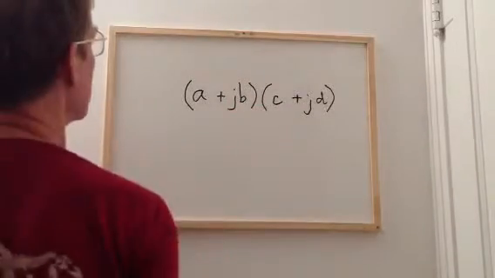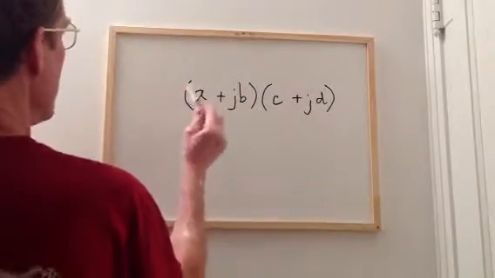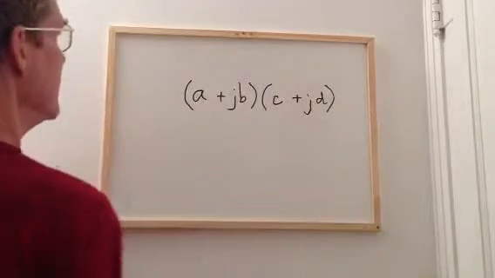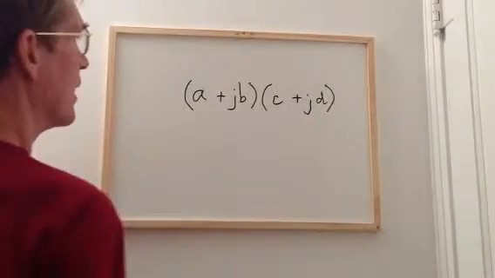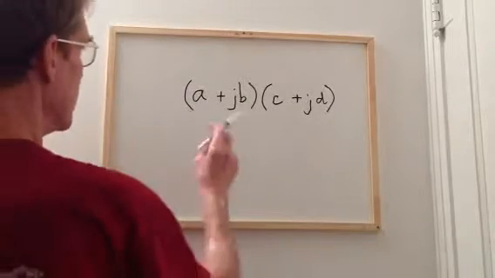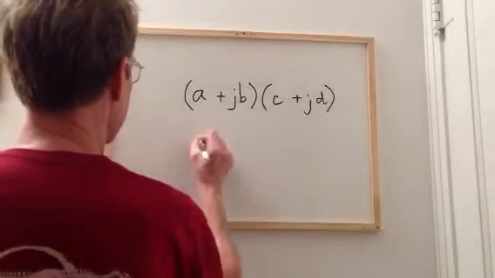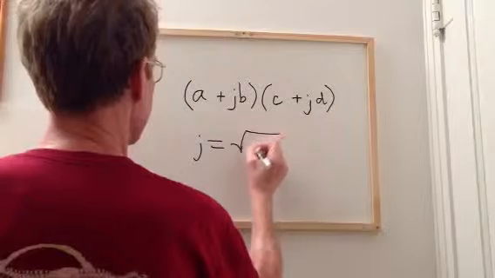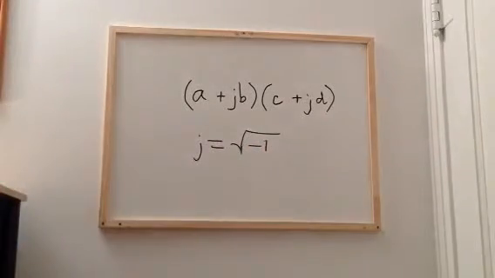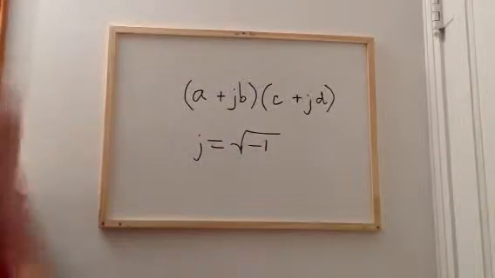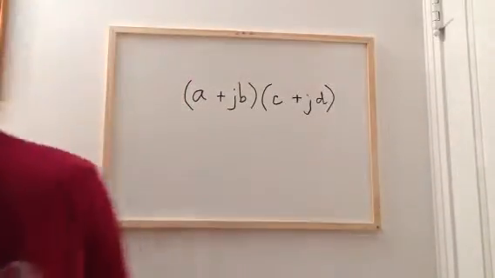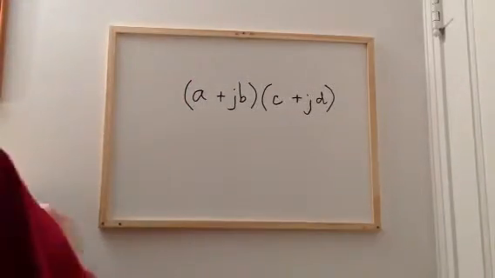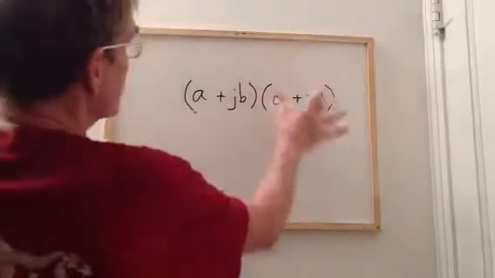Suppose that we have two complex numbers like this. Now remember, A and C are real numbers. B and D are also real numbers. And J equals the positive square root of -1. Let's just work this out in general, like we're doing algebra.